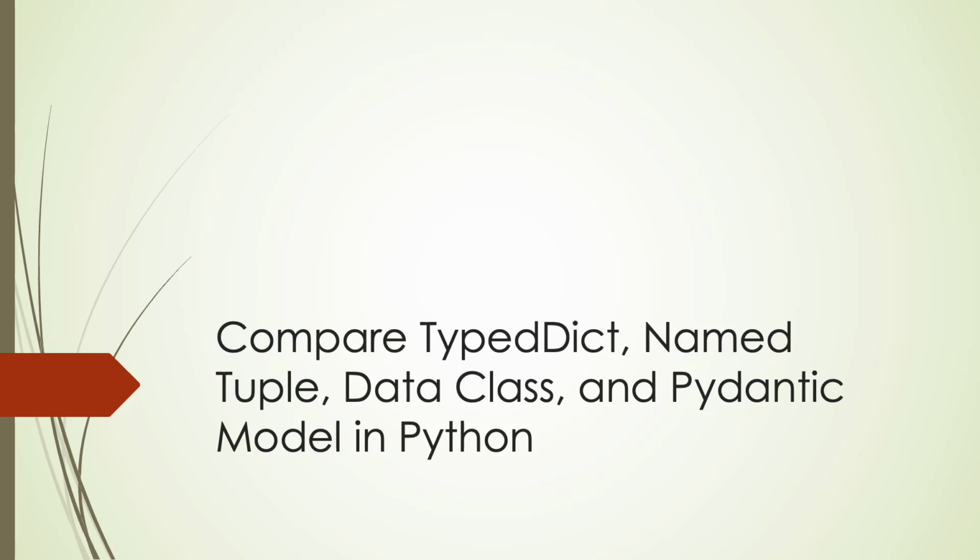Python is an object-oriented programming language, and there are various ways to represent data as objects. Simple data can be represented by dictionaries with key-value pairs, and more complex ones can be represented by some special classes, including named tuple, data class, and Pydantic models. In this video, we will introduce these common data types with simple examples.